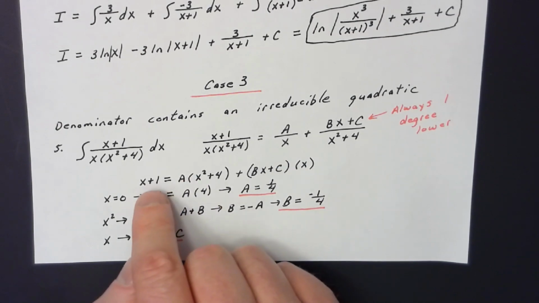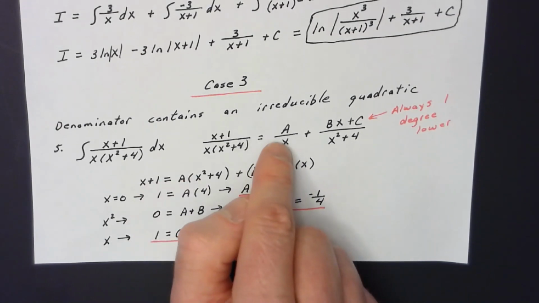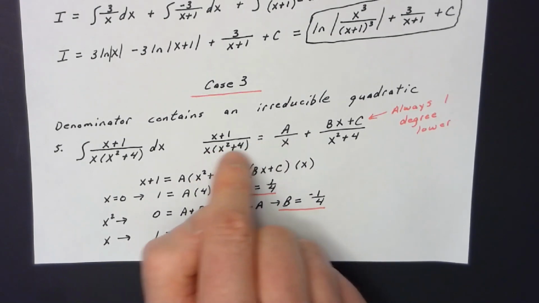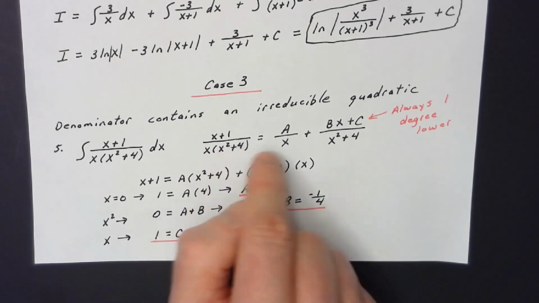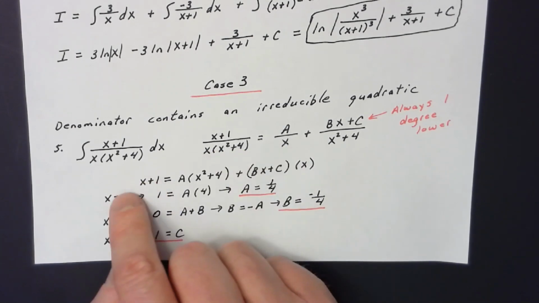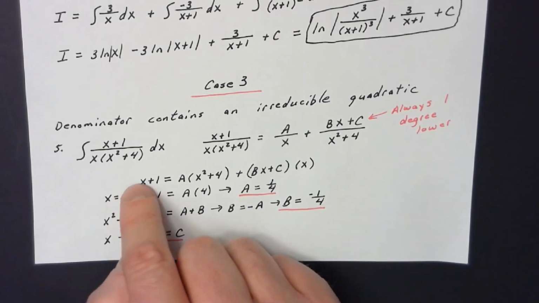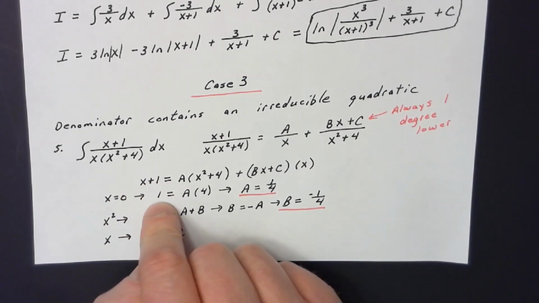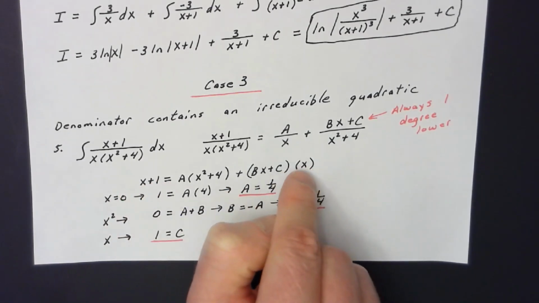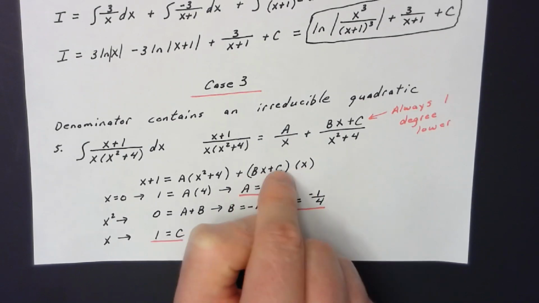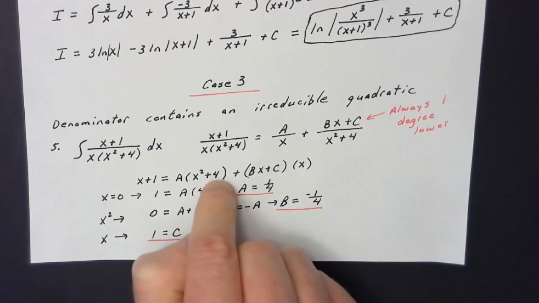Now when I'm trying to figure out what to do with that, I can let x equal 0. Now notice this irreducible quadratic, you can't force it to be 0, so that's not helpful, but that first one is. I can still let x equal 0. When I do, the left-hand side of my equation is just a 1. The right-hand side of my equation, I can see that the B and the C terms would be multiplied by 0, so they cancel out.